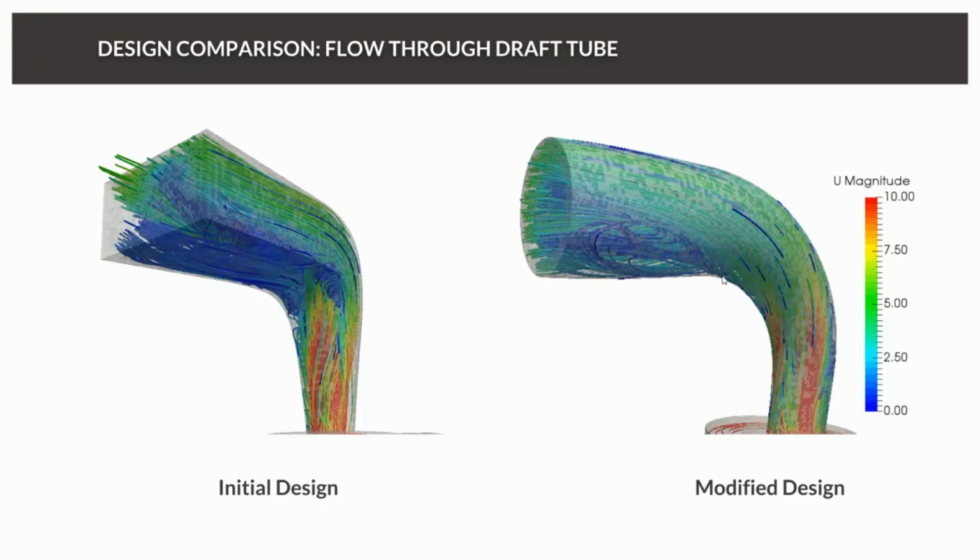On the right, it's better, but actually you can see what shape we should have, right? So if you follow the line of where most of the flow is going, that is the shape the draft tube should have at the end.